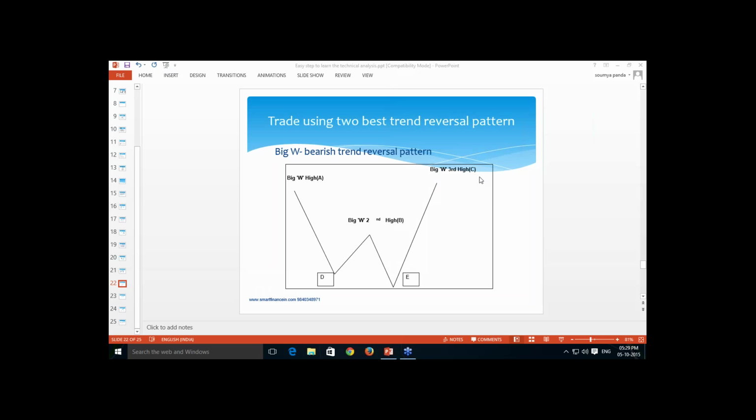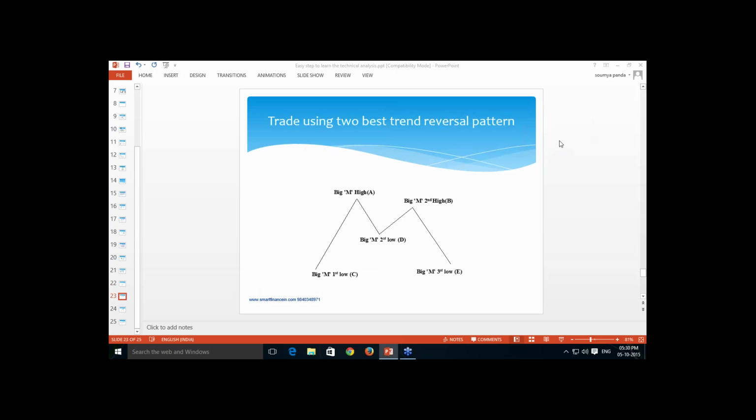The main objective of this big M pattern is the same as your big W pattern. It holds the same logic as the big W pattern, but with one small difference. When this low is formed, this is the lowest low, then there will be one minor low. And this low, at point E, will be higher than the point C low. And it will pause a while here.